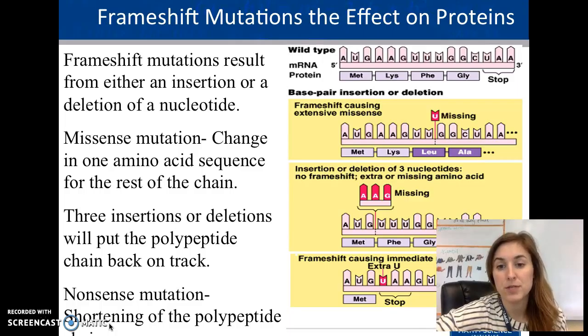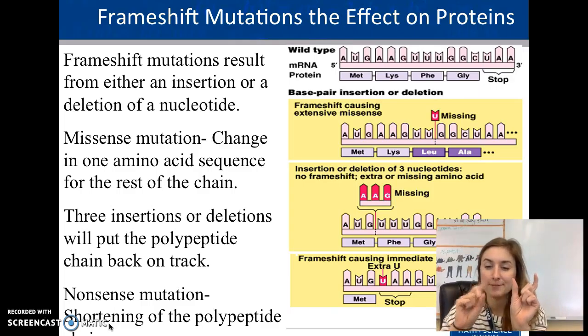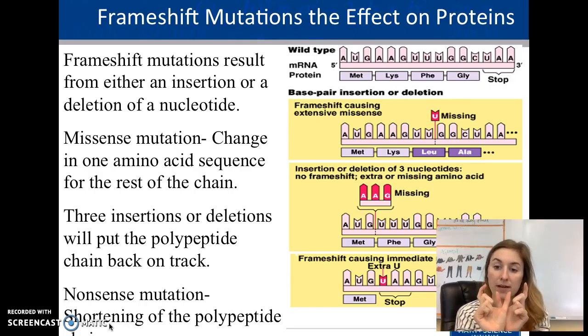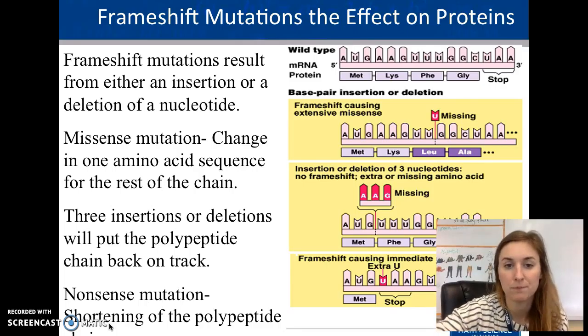Frame shift mutations. A base pair is a single letter. Frame shift mutations are mutations that result from the insertion or the deletion of a nucleotide. So the whole frame shifts. If I have a sequence of 3, and instead of switching something, I totally take one of those nucleotides out, the first nucleotide of the next codon is now going to be read as the last nucleotide of that codon. And so it totally shifts how we read it, therefore making everything after the fact potentially different.